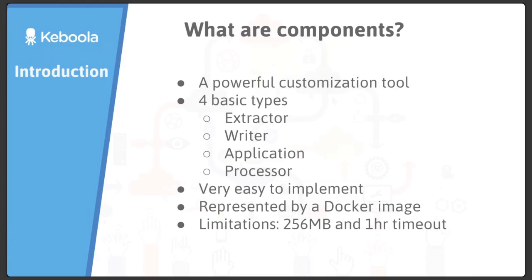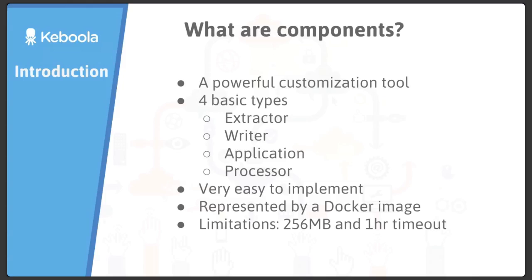There are 4 basic types of components. The first one is the extractor. The name itself should be pretty self-explanatory. The purpose of an extractor is to extract data from an outside source and store it in Keboola storage. Writer is the exact opposite of extractor. It takes the data from storage and writes it outside to a data warehouse.